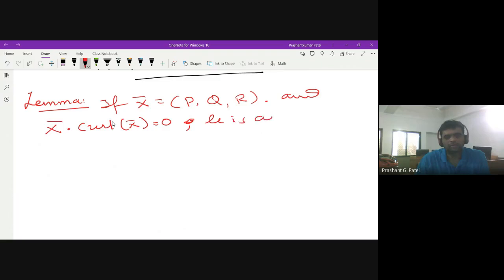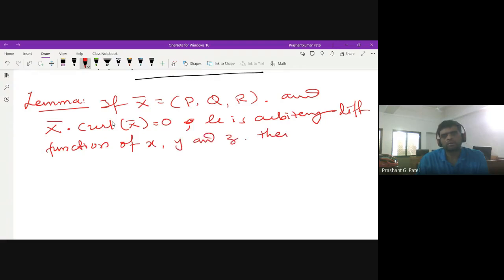Mu is an arbitrary differentiable function of x and y and z, then mu into x bar dot curl of mu into x bar is also 0.